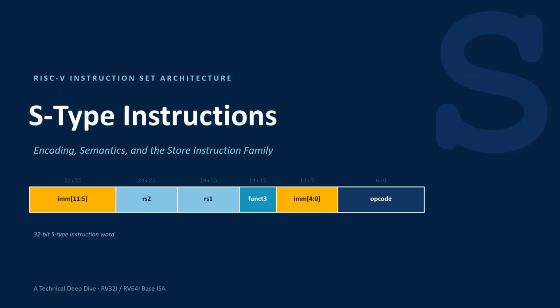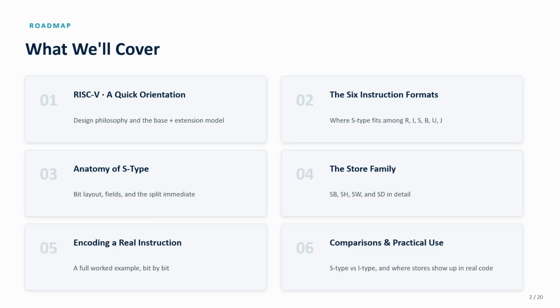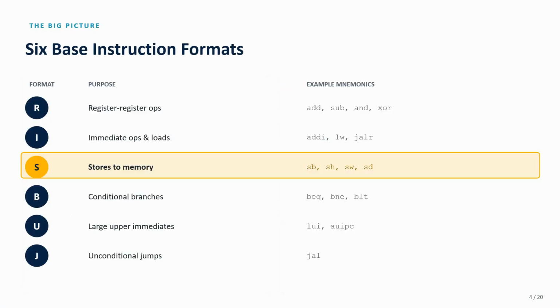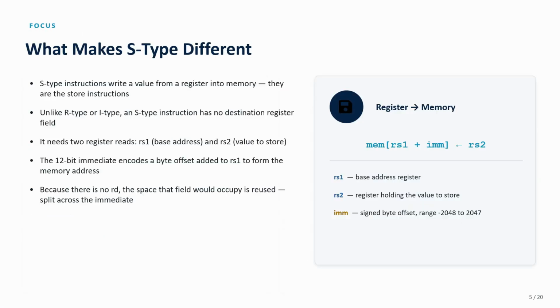In this particular video, we are going to discuss S-type instructions, where we have discussed R-type instructions and I-type instructions. So let's continue with the S-type instructions. Now, S-type instructions are basically used for storing data into memory. Let us try to understand what the S-type instruction is and what the field encoding is. We have six types of instructions, and now we are discussing S-type instructions.